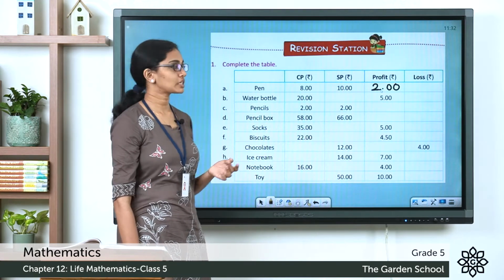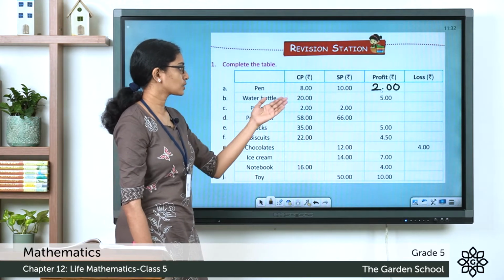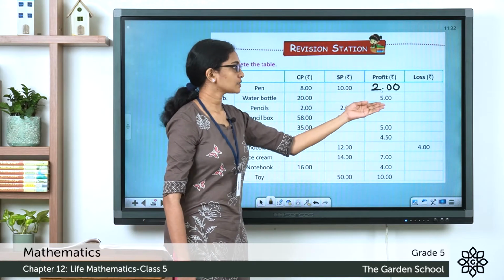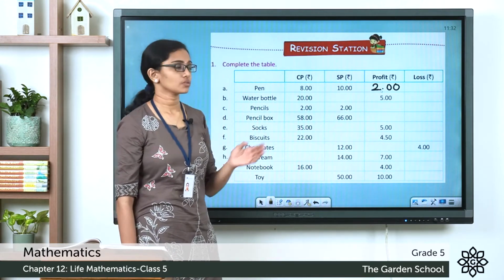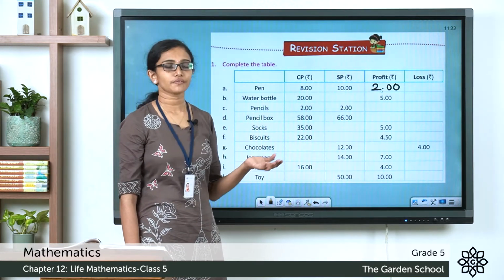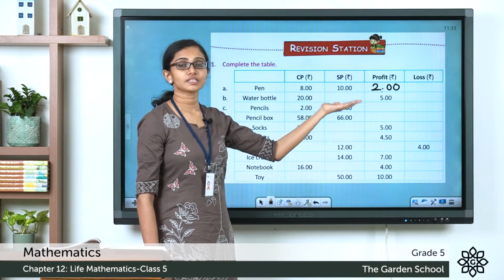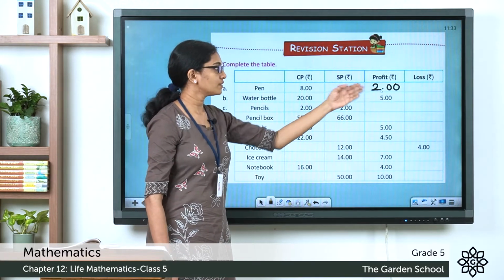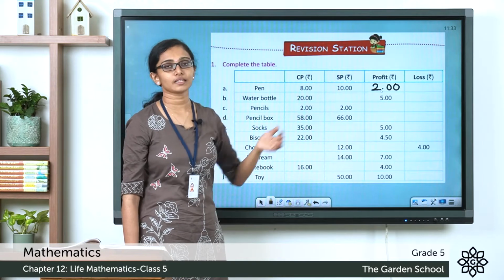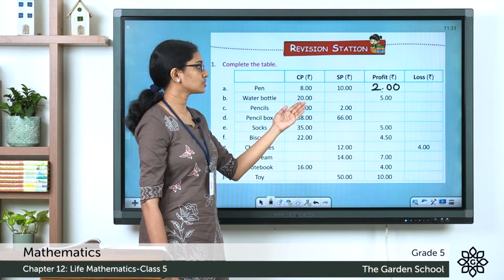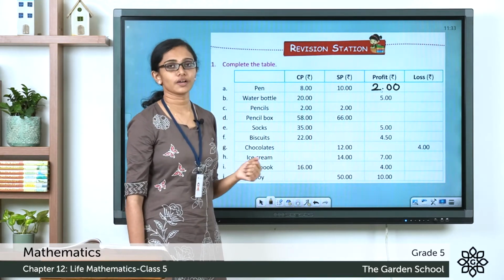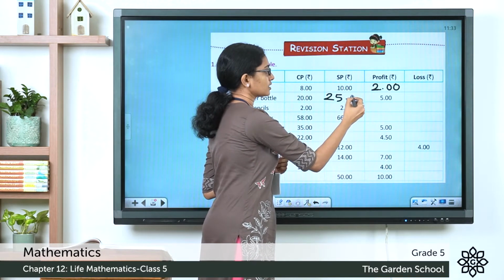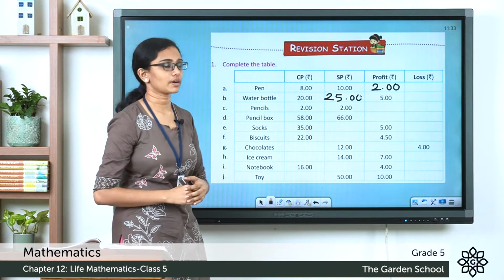Now let's see the next one. Water bottle. The cost price is 20 rupees. The selling price is not given and the profit is given as 5. So how do we find out the selling price? The profit is given, which means the selling price will be more than the cost price. So let's add the profit to the cost price to find the selling price. So that will be equal to 20 plus 5, 25 rupees. So let's write 25 here in the column for selling price.